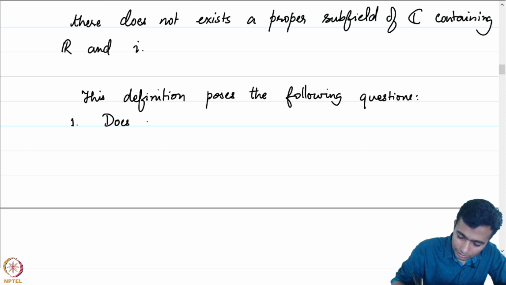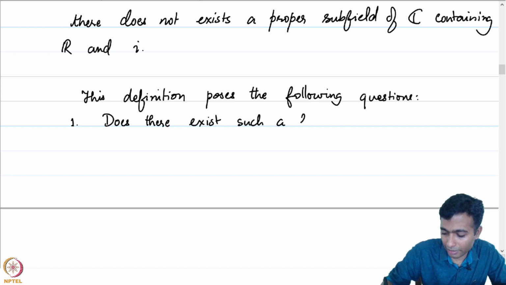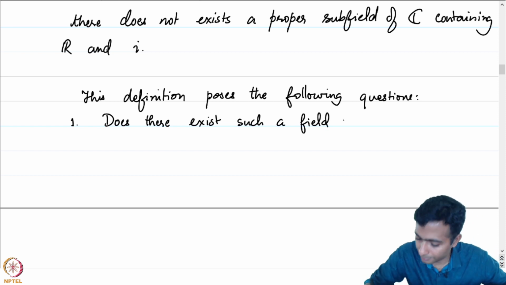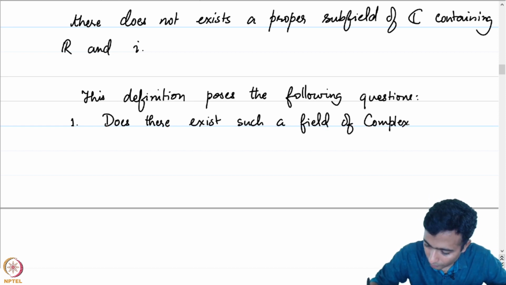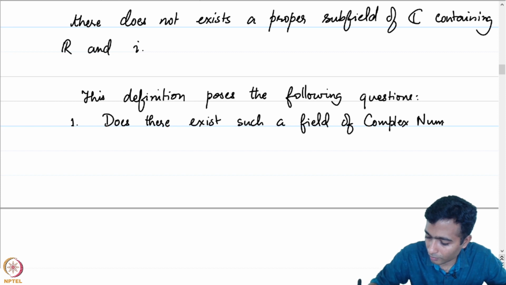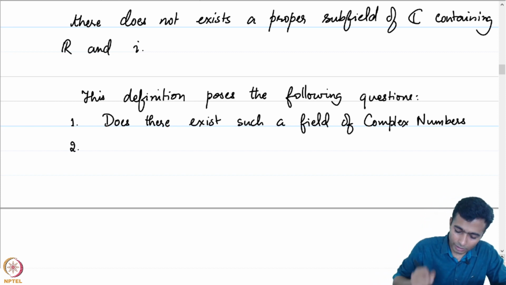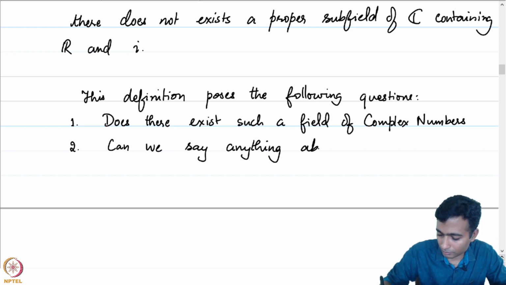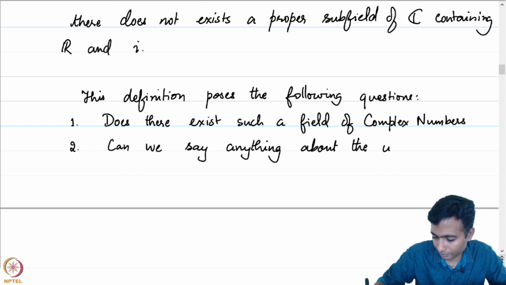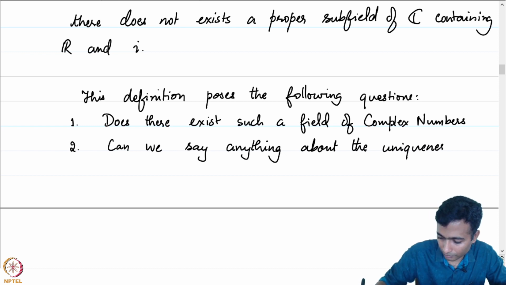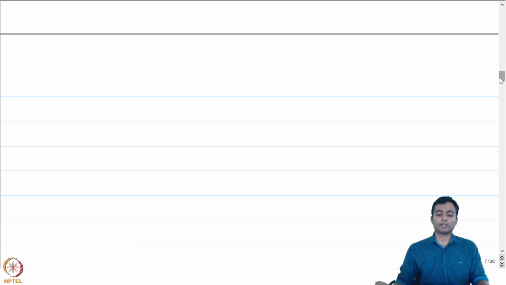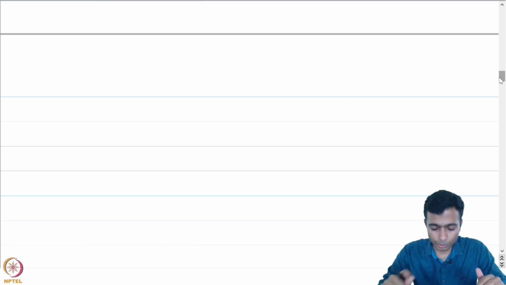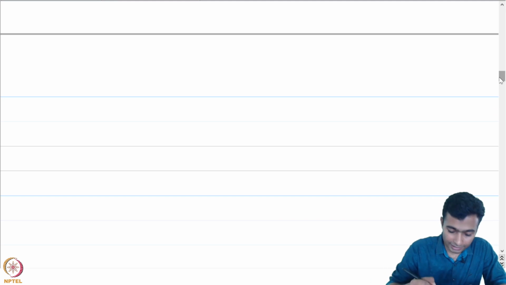The first one being, does there exist such a field of complex numbers? We might want it, but what is the guarantee that it exists? And the second one is, can we say anything about the uniqueness? So the rest of the lecture will be attempting to answer these two questions. Let's begin by addressing the existence.